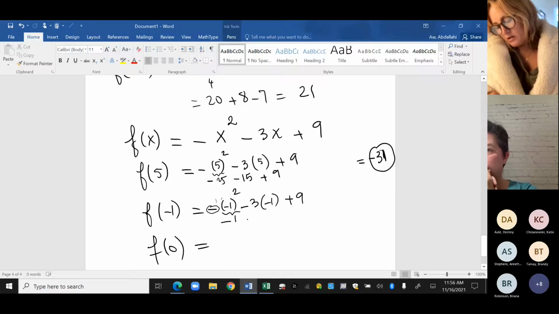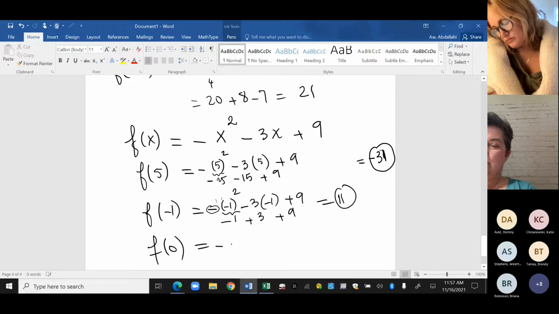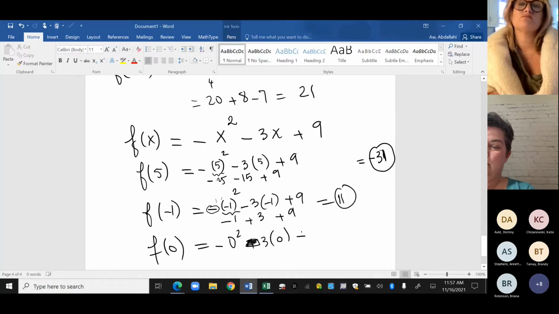Negative 1 plus 3 plus 9. Which is 11. And then the last one, of course, is going to be negative 0 squared minus 3 times 0 plus 9. This doesn't count, it's going to be 9, okay?